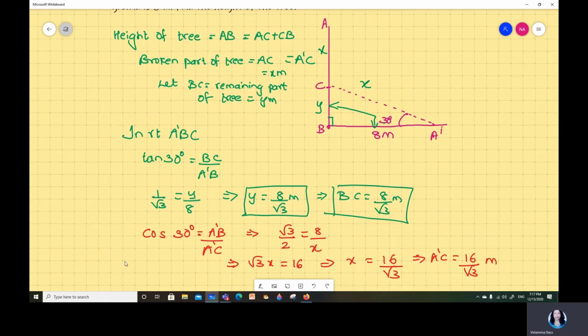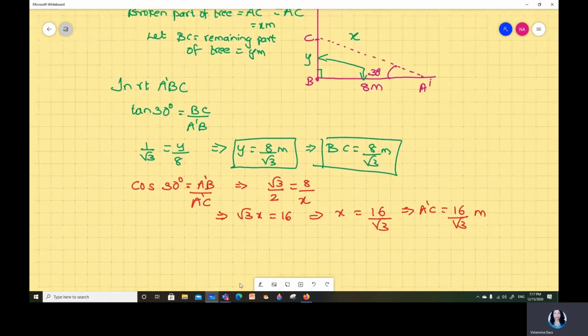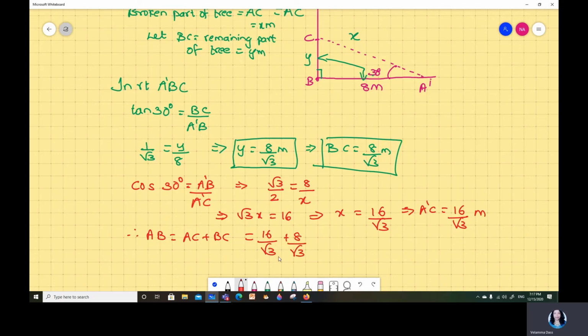So can we find AB, because that is our aim? Therefore AB equals AC plus BC. So AC is nothing but A dash C, the same. So 16 upon root 3 plus 8 upon root 3. So you can find the denominator is same. So can we add? So 16 plus 8 is 24 upon root 3.